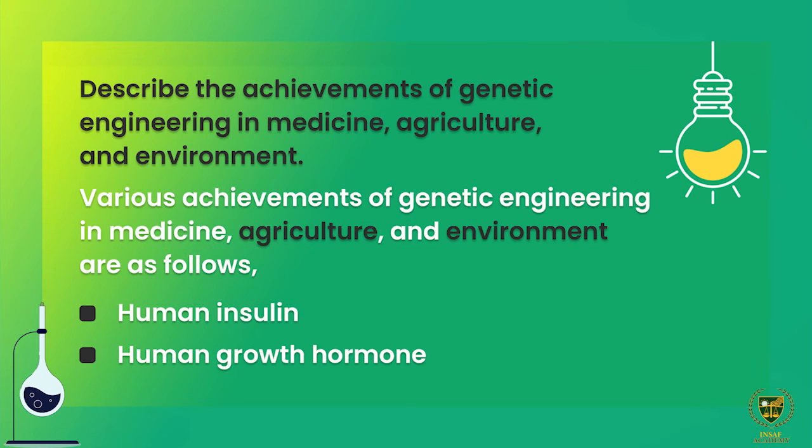Here is another question. Describe the achievements of genetic engineering in medicine, agriculture, and environment. So various achievements of genetic engineering in medicine, agriculture, and environment are as follows, like human insulin, a hormone which is genetically engineered to be used by diabetic patients. Human growth hormone or somatotrophic hormone is used to increase the height of a human being.